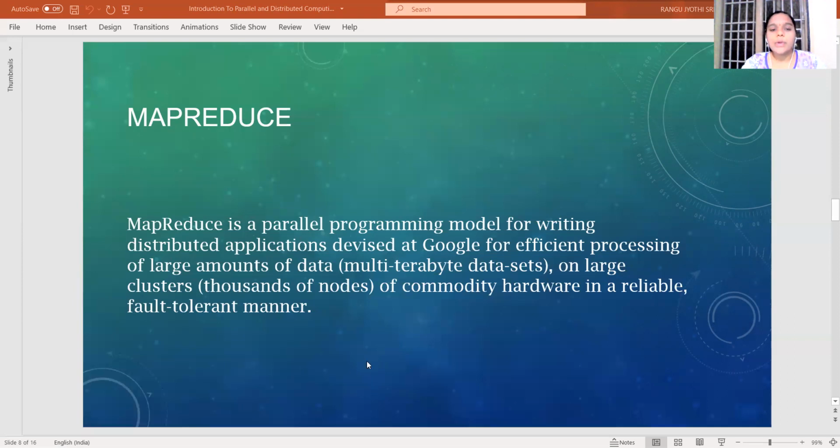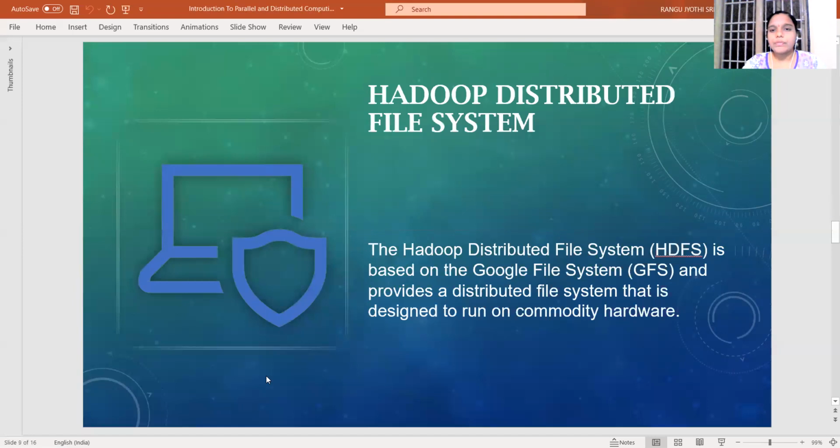And the second one is distributed storage, that is the Hadoop Distributed File System, HDFS. The Hadoop Distributed File System is similar to the Google File System, and it provides a distributed file system that is designed on commodity hardware. That means to store data in distributed storage, we use the Hadoop Distributed File System, which runs on commodity hardware and has many similarities with existing distributed file systems. However, the differences from other distributed file systems are significant.